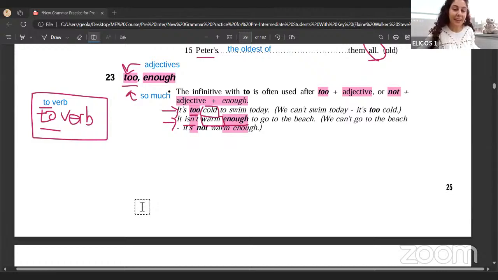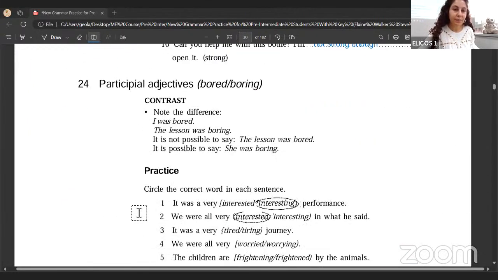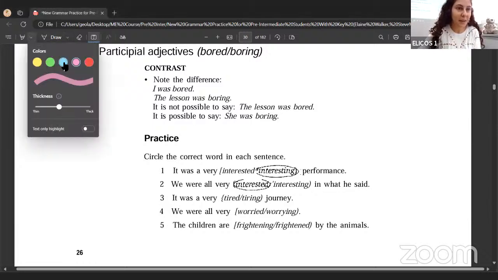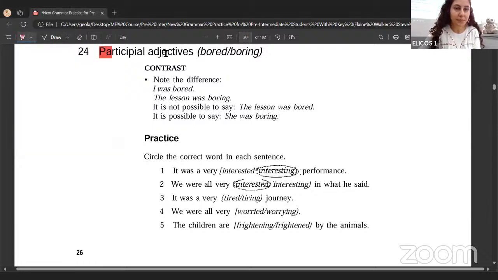Okay, I wanted to talk about now the participle adjective. So what does that mean? Participle adjectives. If you look at these two sentences, I was bored and the lesson was boring. So it's not possible to say the lesson was bored. It is possible to say she was boring. So the lesson was boring.